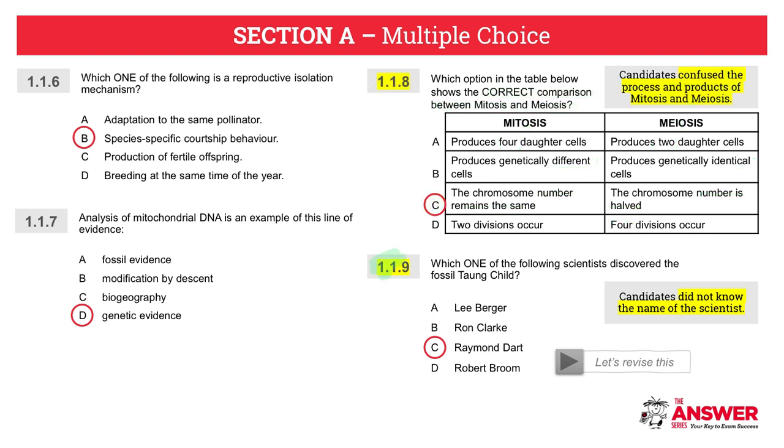Which one of the following scientists discovered the fossil the Taung child? The answer there is C, Raymond Dart. Candidates did not know the name of the scientist. This is one of those things that they unfortunately need to memorize, which is difficult. There are many different memorization techniques or teaching tips that we could go through, but we've added one example of such a memorization technique in the Let's Revise This page.